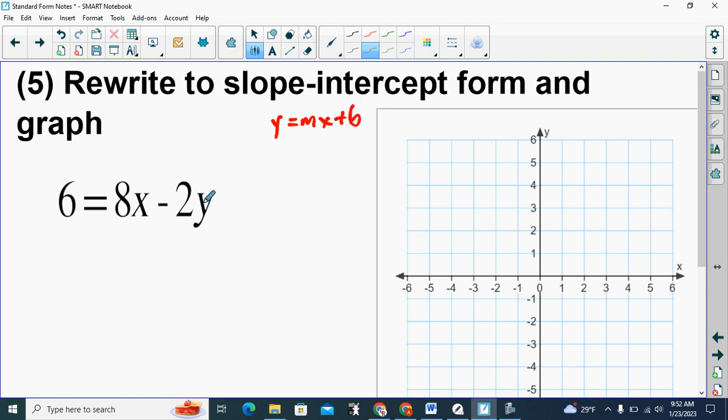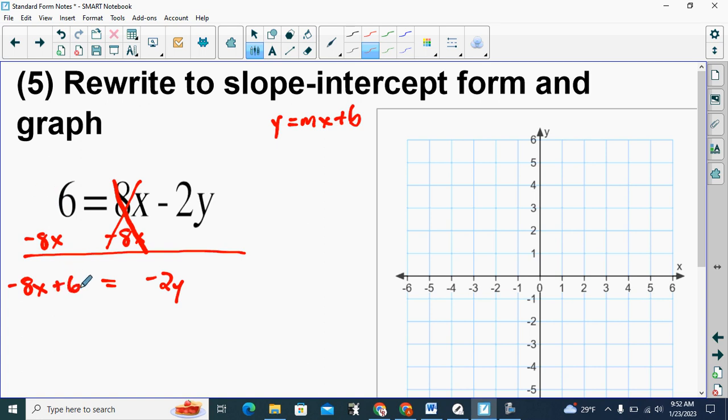So the first thing we need to do to get y by itself is move the x over. We're going to subtract 8x from both sides. Minus 8x on both sides. These cancel. My minus 2y comes down. On this side, I have 6 minus 8x. Those are not like terms, so I cannot combine them. You could write it as 6 minus 8x, but usually in slope-intercept form, we put the x first. So let's put the minus 8x first, and then I've got positive 6, so plus 6.